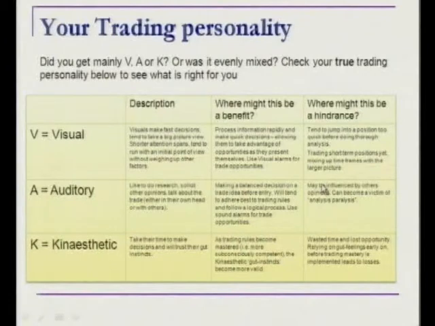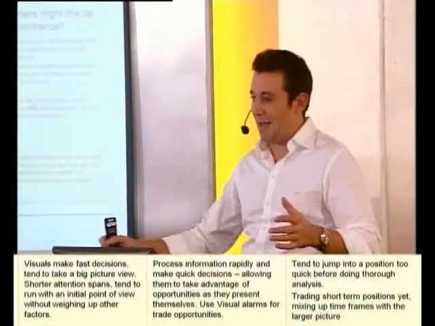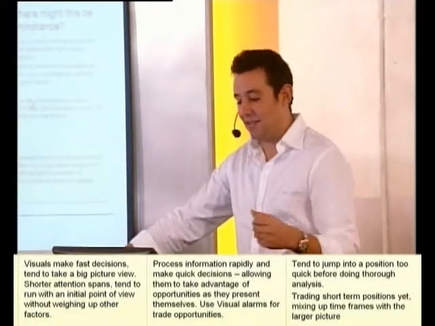That's great. Now, all kidding aside, let's go through what this really means. Let's have a look at how this relates to trading and your trading personality. Visual people, if you might have wondered, I am a hypervisual, not just a visual. That means I make very fast decisions. Visual people tend to take a big picture view. They have short attention spans, and essentially they like to make a quick decision and get on with things.